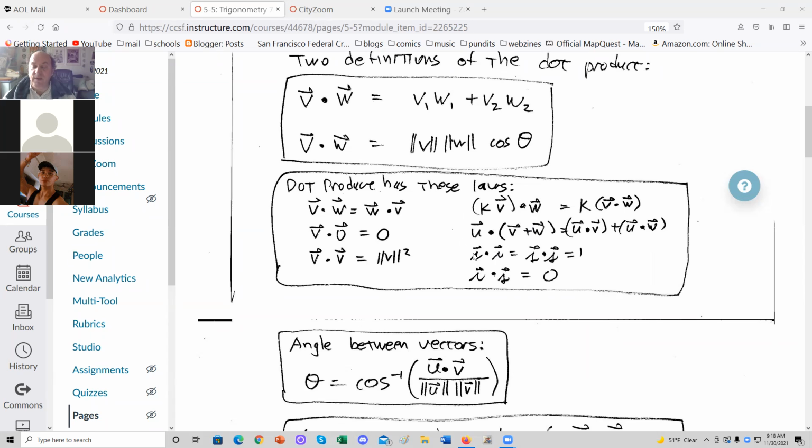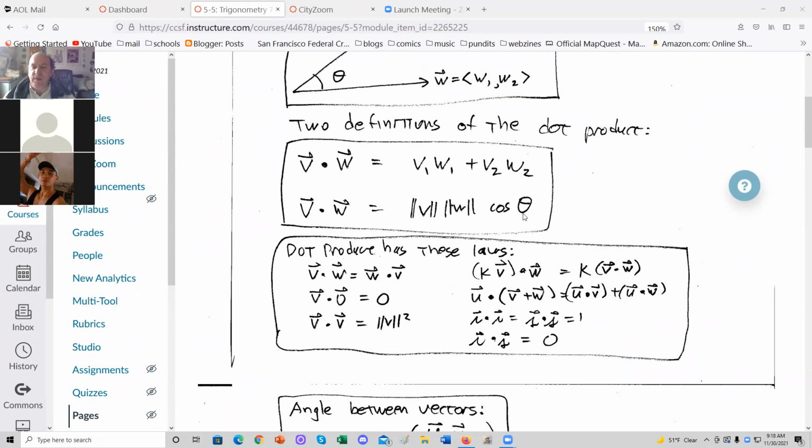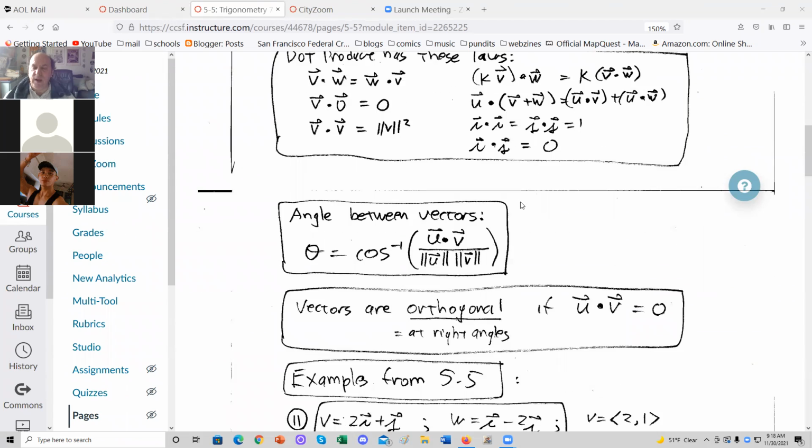Now, the vector i, which is 1 by 0, dotted with itself is 1. The vector j dotted with itself is 1. And again, that comes back to the length squared, and i and j both have length 1. Now, i dot j is 0 because the angle between them is 90 degrees, and cosine of 90 degrees is 0.